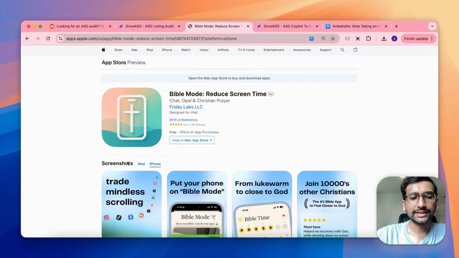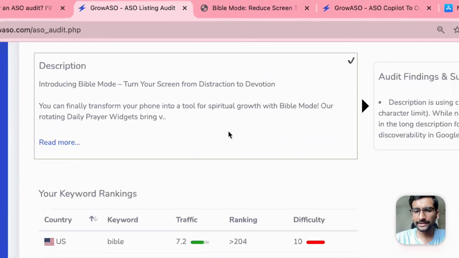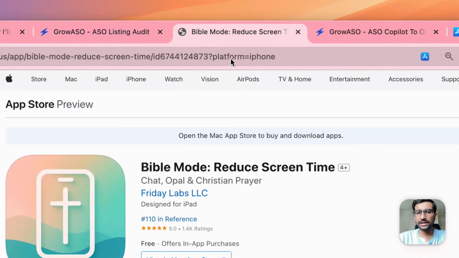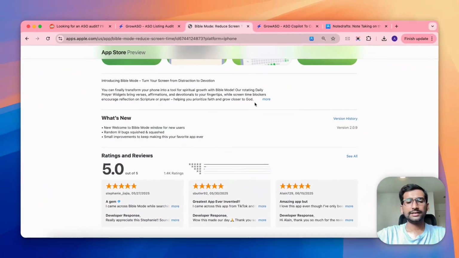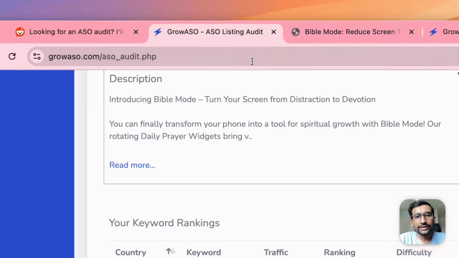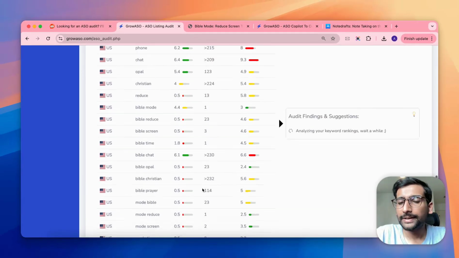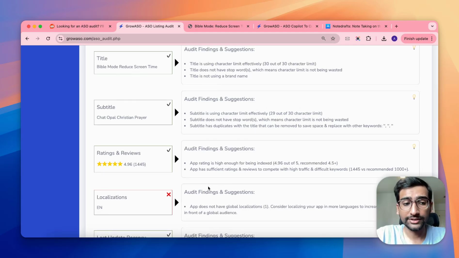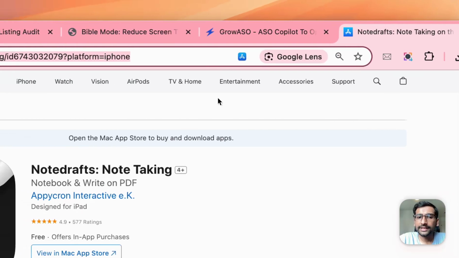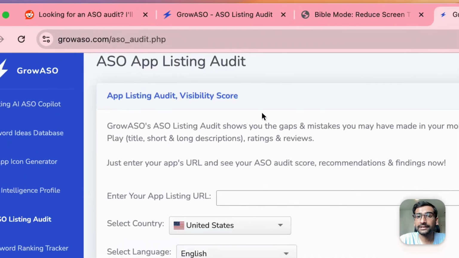But the app icon is something that could be improved upon. Let's wait for this to complete. What else? Yeah, the description seemed like it was optimized, right? Ratings are good. So app icon is an area. Bible chat is the keyword which you could potentially improve upon, and localizations. Yes, that's the third thing. Okay, let's go to the third one finally. Note drafts, and I'll go back to the Bible one to see the final audit score.